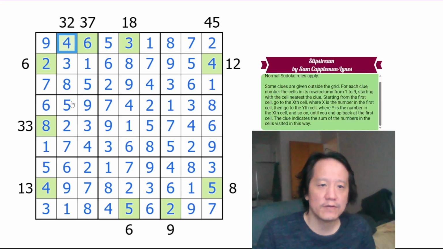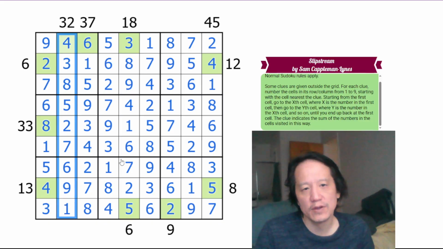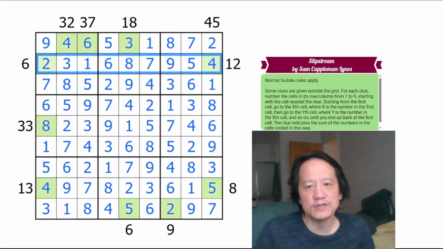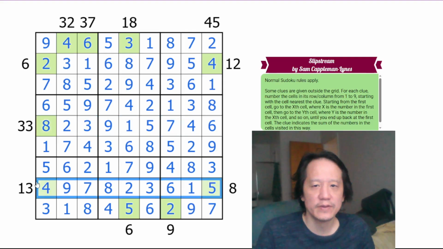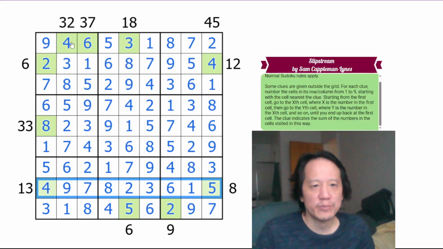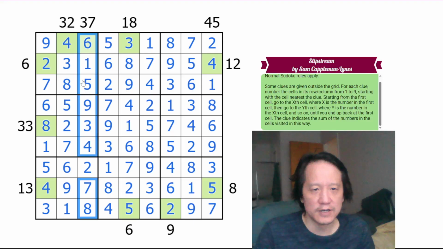4 going to the 5, that's 9. 2 plus 2 is 11, plus 3 is 14, plus 8 is 22, plus 9 is 31, plus 1 is 32. So we've shown all of these cycles work. I don't even know what to call these. This is Slipstream, I guess, but yeah, pretty cool logic actually behind this.